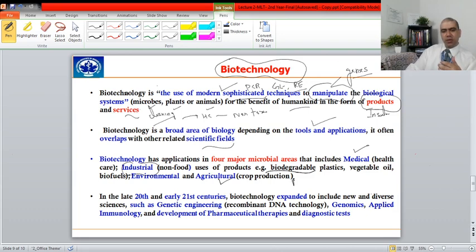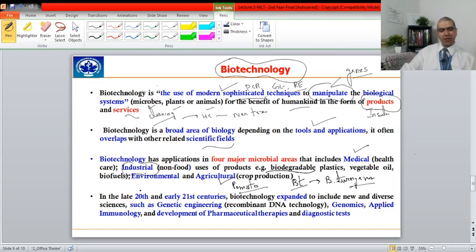One example is BT cotton. BT cotton is a cotton which is not affected by insects. This bacteria is called Bacillus thuringiensis. So BT cotton is a genetically engineered cotton. We also have pomato. Pomato is a combination of tomato and potato. That's called pomato, and definitely it's a little bit funny also. I like the terms which they use in biotechnology.